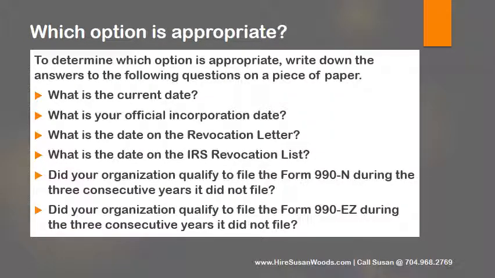Did your organization qualify to file Form 990EZ during the 3 consecutive years it did not file? Yes or no? If your organization received less than $200,000 in year 1, year 2, and year 3 of the 3 consecutive years that you did not file, write yes. So now on a piece of paper, you have answered these questions. And as we continue through the class, you will see how important the answers to these questions are.